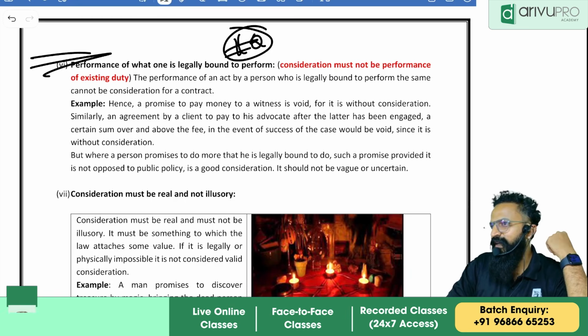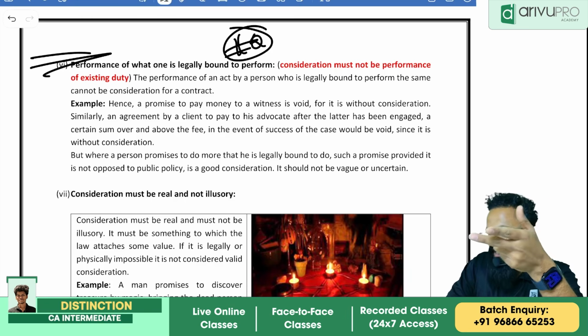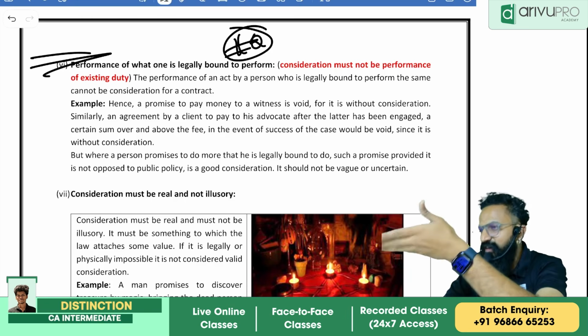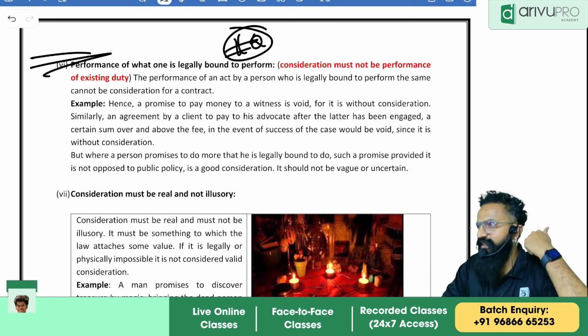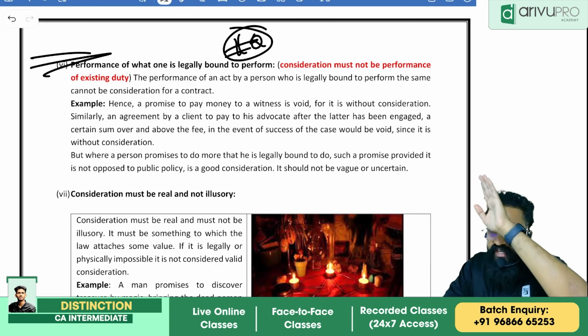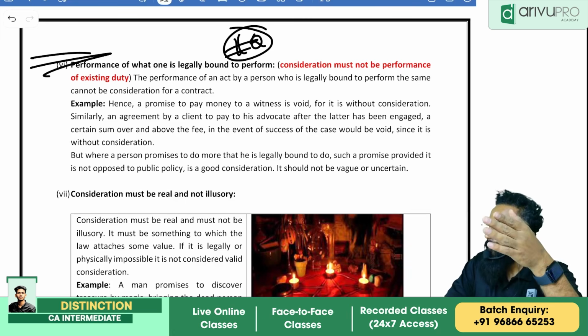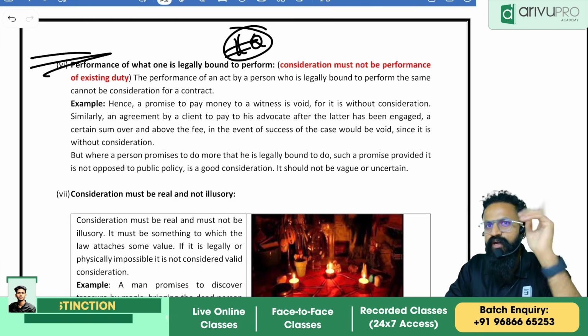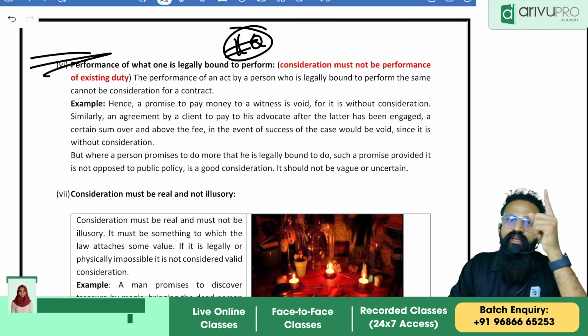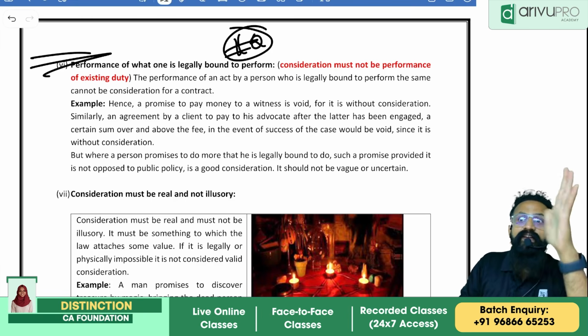What we saw here is performance of what one is legally bound to perform. A firefighter, fire engineer, police officer, doctor, or an advocate, after winning, wants extra money. All of this you cannot demand. Government employees also, yes. Everything will come here. Whatever you are legally bound to perform, you cannot claim it as a valid contract.